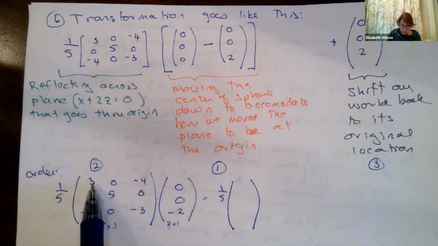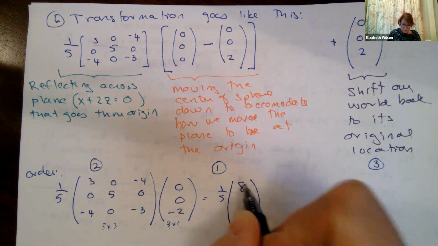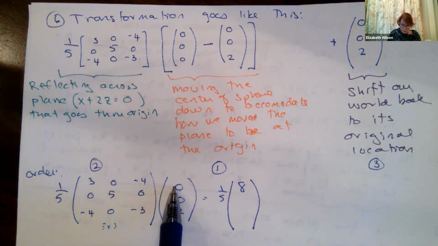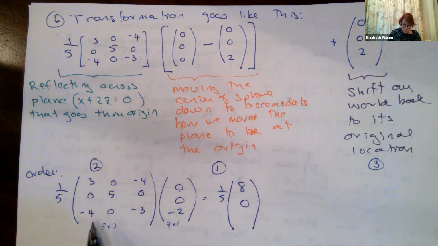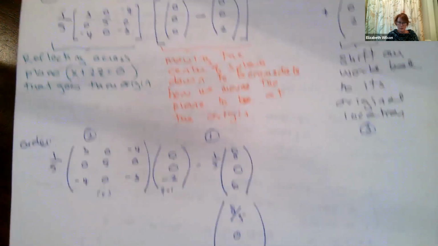So this is going to be 3 times 0 plus 0 times 0 plus minus 4 times minus 2 gives me an 8. 0 times 0 plus 5 times 0 plus 0 times minus 2 gives me a 0. Minus 4 times 0 plus 0 times 0 plus minus 3 times minus 2 gives me a positive 6. Okay, so now I have 8/5, 0, and 6/5.